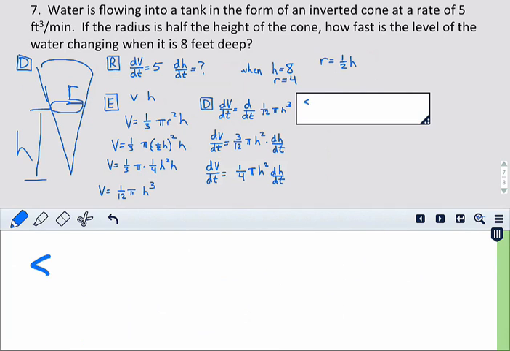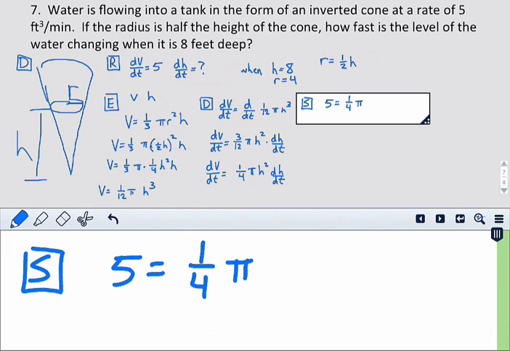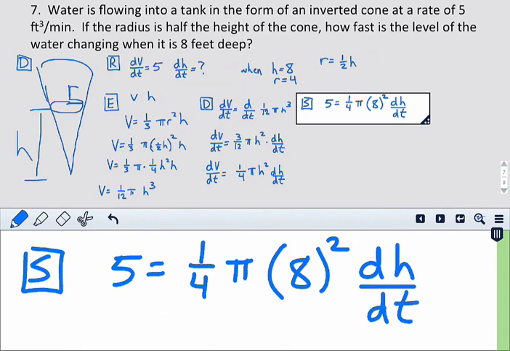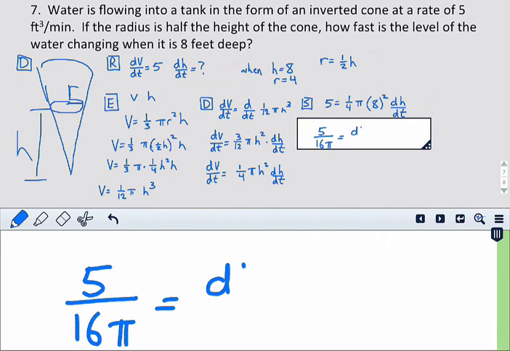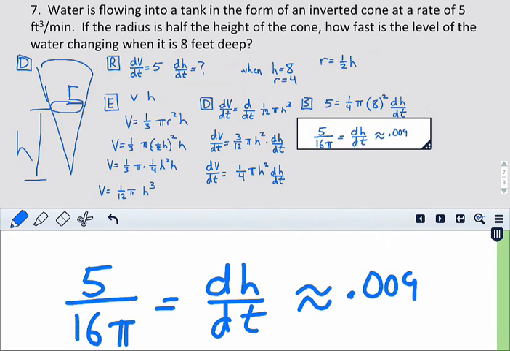Next, let's go ahead and substitute. So we know dV dt is 5, and we have 1/4 pi, and we want to find this when h equals 8, and what we're looking for is dh dt. All right, so we have 64 over 4, which is 16, and we want to divide, so we actually get 5 over 16 pi equals dh dt. And if we wanted an approximation, it would be about 0.0095 feet per minute.